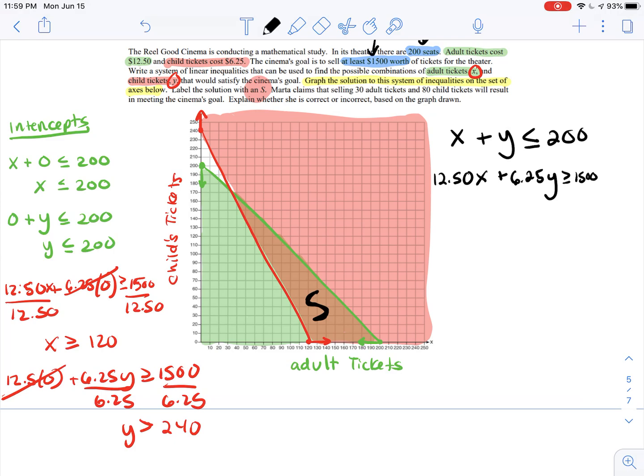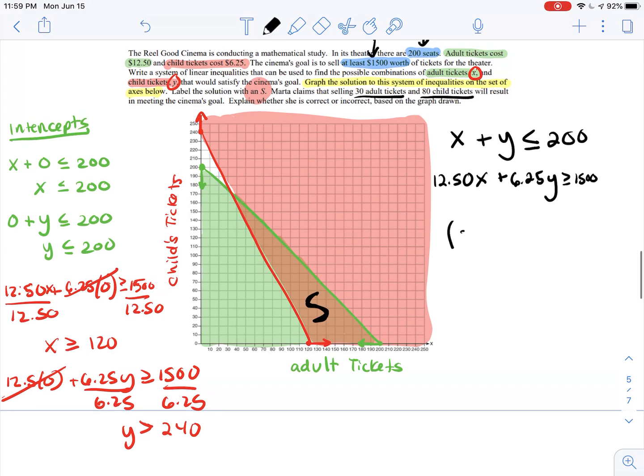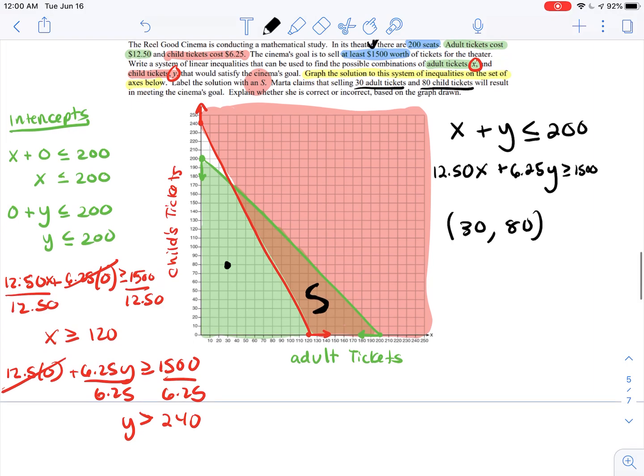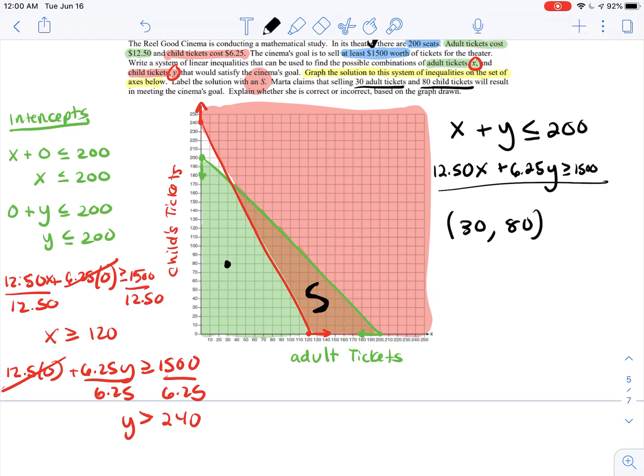Now, the last part of the question asks, Marta claims that selling 30 adult tickets and 80 child tickets will result in meeting the cinema's goal. Is she correct or incorrect? Well, we're looking for the point adult X, child Y, 30, 80. Is that going to meet the goal? And the answer is no, because it is not in the shaded region. It will not satisfy this red inequality that I have graphed.